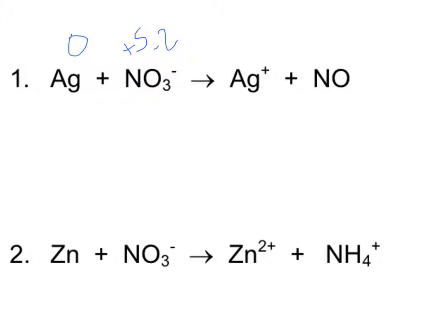Then I come over here to the silver ion. Since it's an ion by itself, the name of the game is the charge. So this one's going to be a +1. Then over here we have another nitrogen that we need to wait on. This oxygen, again, always going to be -2. This nitrogen ends up being +2.